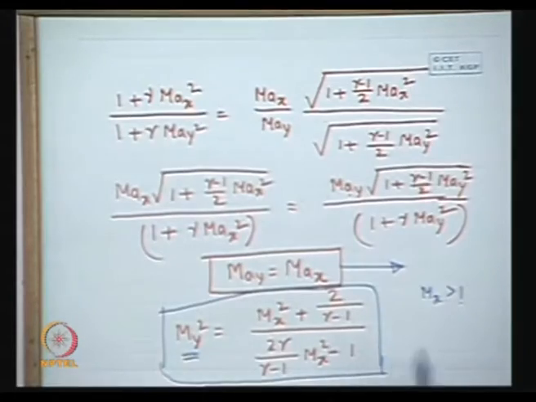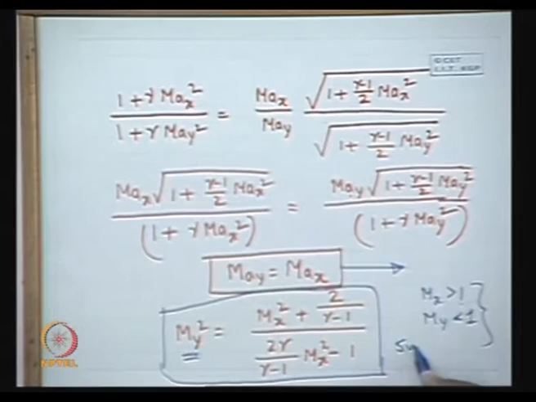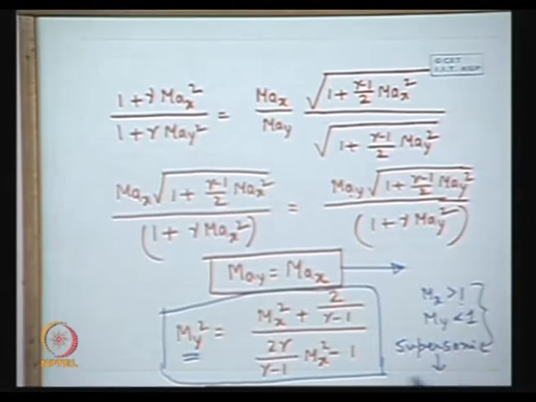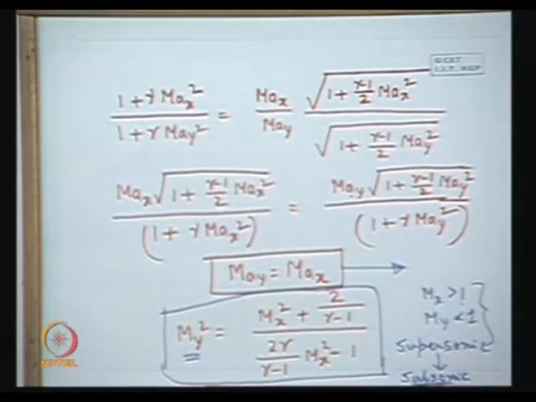We have already recognized that in the HS diagram with the Fanno line and Rayleigh line. And here also we see from this expression that if MX is greater than 1, we get MY less than 1. This means the shock occurs in supersonic flow. That means upstream of the shock wave the flow is supersonic, and after the shock it is subsonic. Due to the shock, a supersonic flow becomes subsonic. If you take MX greater than 1, then MY becomes less than 1.